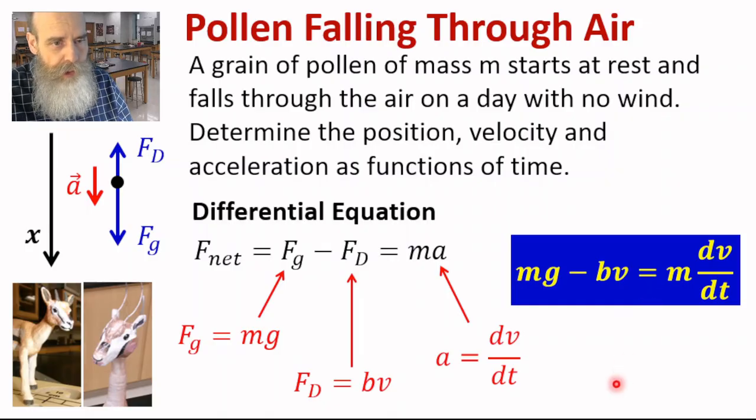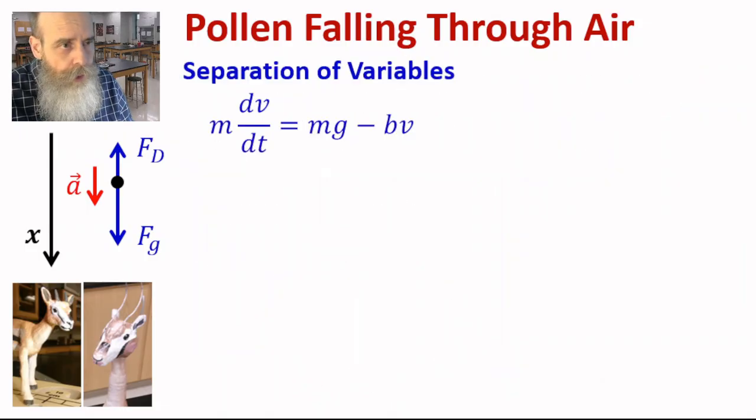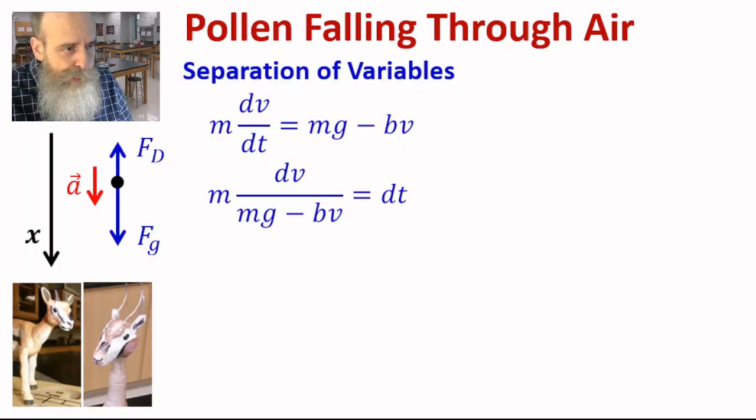Now we need to solve this equation for v. How can we solve it? Yes, Isabel is correct. We solve it by separation of variables. Good answer. So here's our equation. What we want to do is put all the v's on one side and all the t's on the other side. So here, we divide by mg minus bv, and we multiply by dt, and this is what we get. Now, the left side has the v's, the right side has the t's. So these variables are separated.